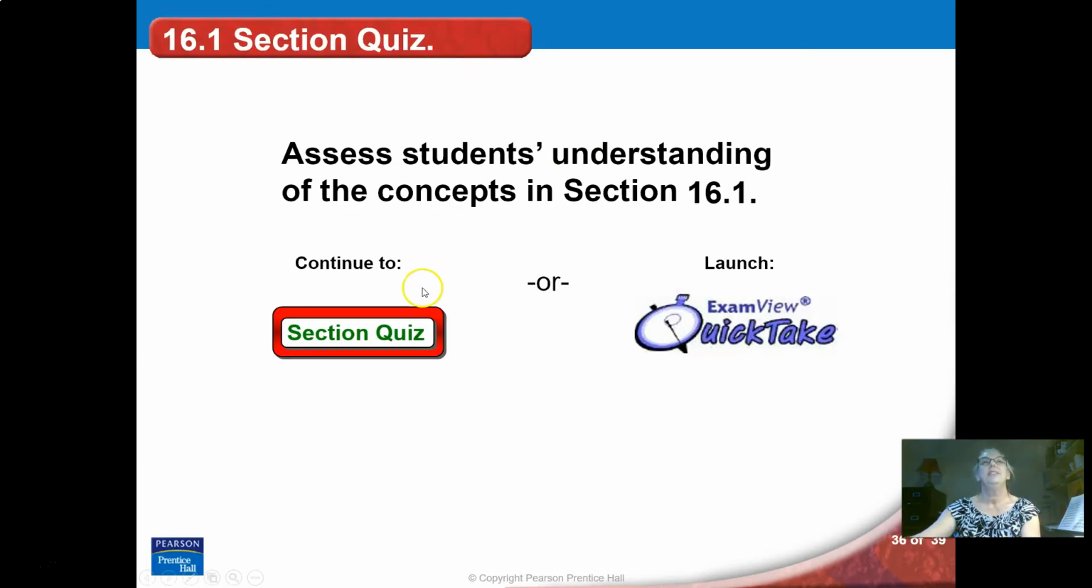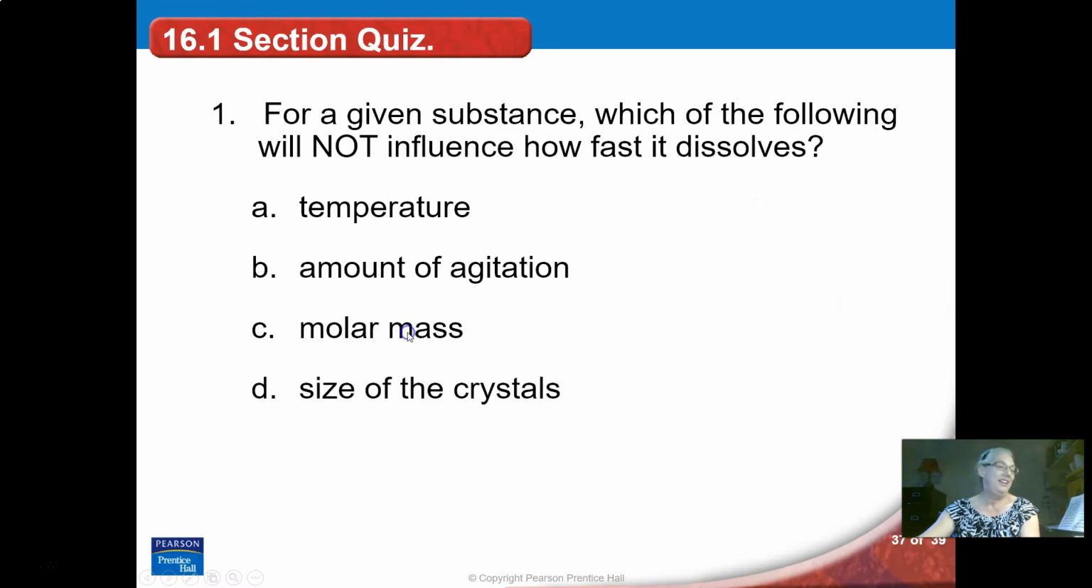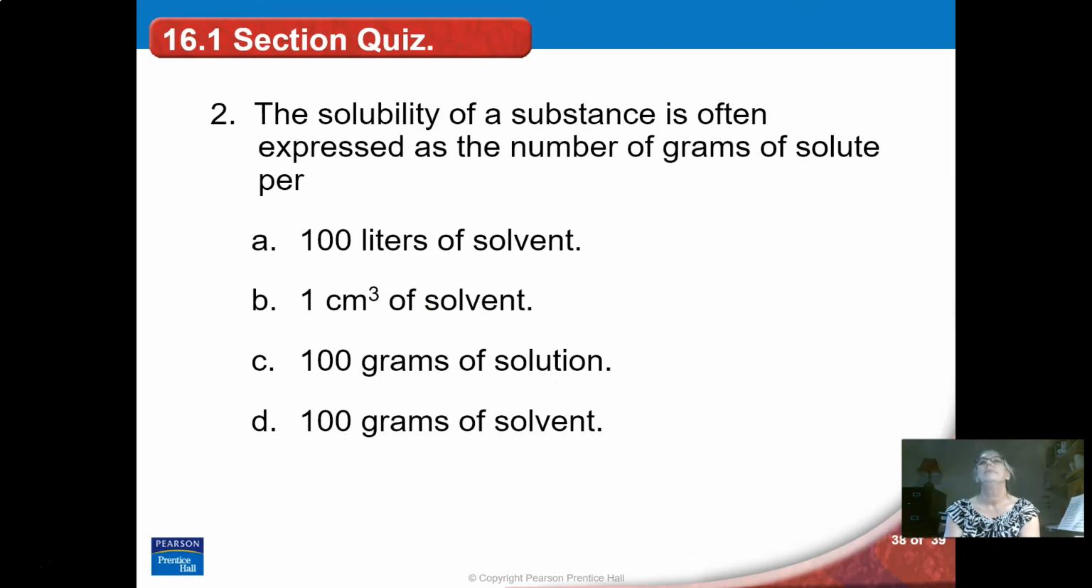So let's try this quiz and see how much you learned about these solutions. Which doesn't influence how fast something dissolves? So it doesn't matter how big the molecule is, it depends on its chemical properties. How do we measure solubility? So it's per 100 grams of the solvent. Usually that's water, but it could be another solvent.